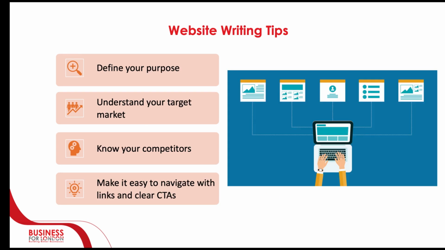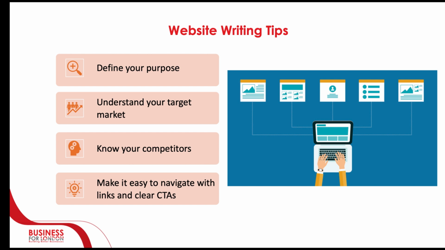When you're thinking about writing website copy, the first thing to do is define your purpose. We talk a lot about your target audience in marketing. Who are you selling to? What does your product or service do to help them solve their problems? You need to know your competitors. What are they doing? What are they doing well? What are they not doing so well? Are they losing customers? Is there an opportunity to succeed where your competitors aren't?